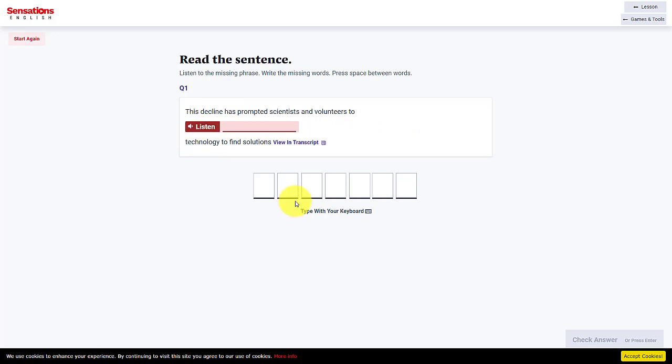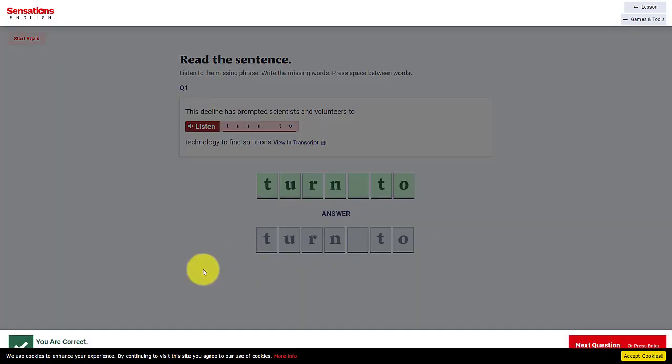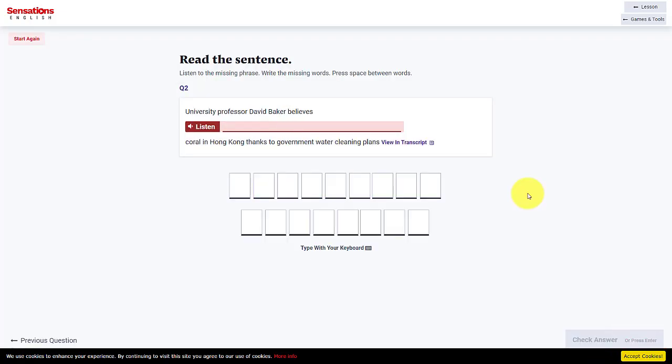Turn to. So then you would write the word turn, oh, going mad here, sorry. I'm trying to look at my screen, and okay, turn to, and then obviously you would check your answer, and hopefully I got that correct, and then obviously it would move on to the next question.